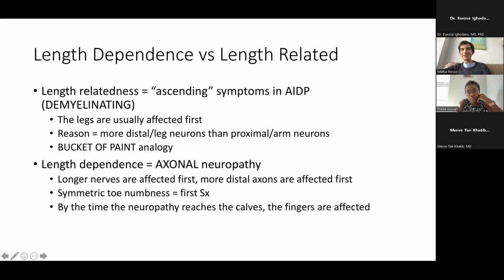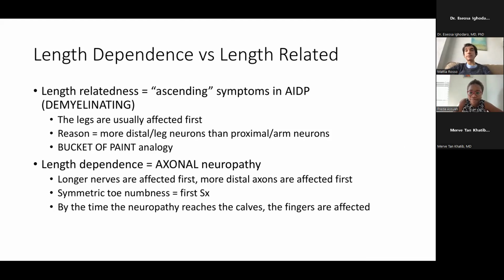I see you nodding there. Can you tell us what the glove and stocking neuropathy would be? I remember learning about this in endocrine, about diabetic neuropathy, where it just starts slowly, but then it goes up. So it's like the glove and stocking.